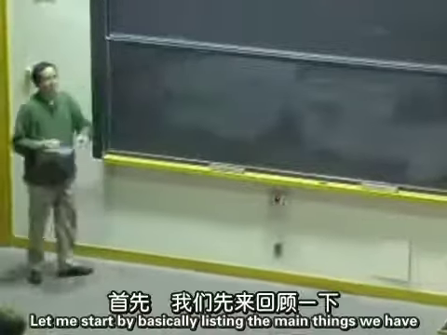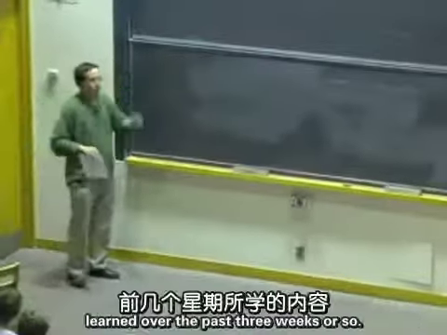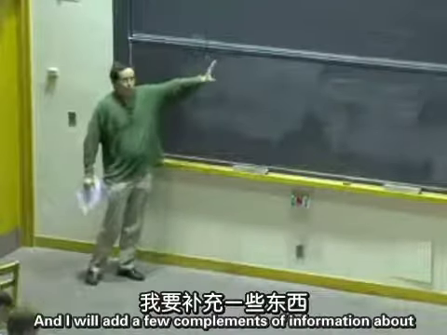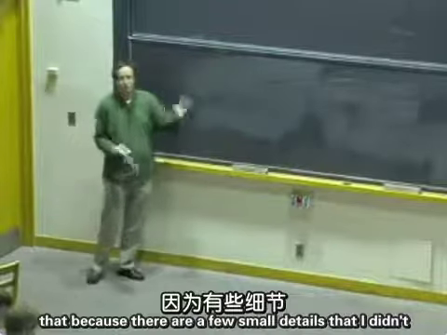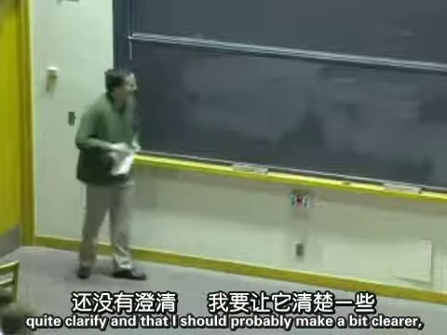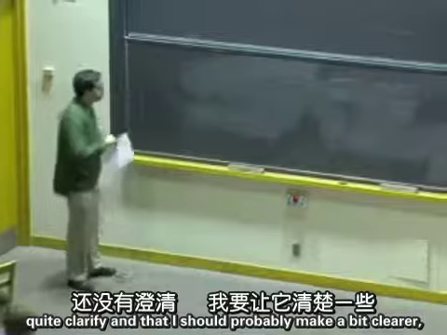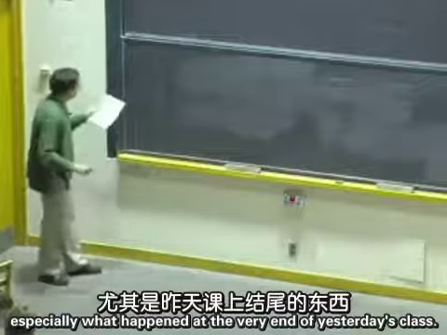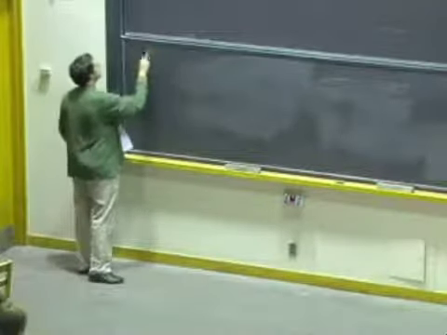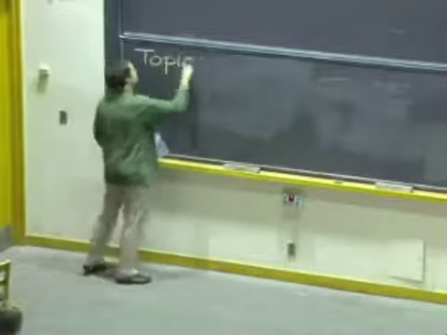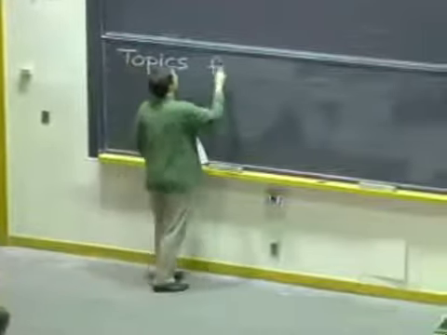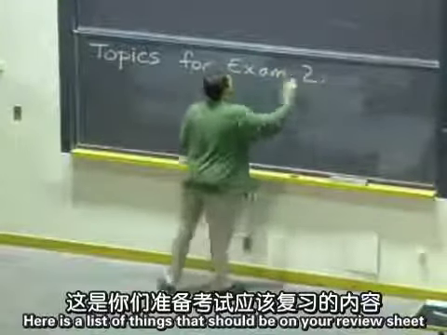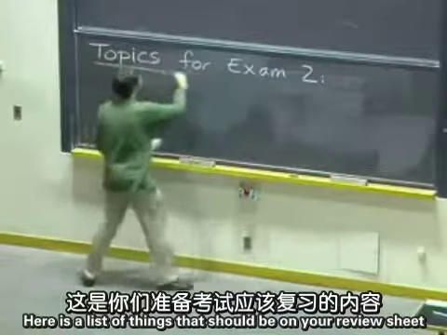Let me start by listing the main things we've learned over the past 3 weeks or so, and I'll add a few complements of information because there are a few small details that I didn't quite clarify and should probably make a bit clearer, especially what happened at the very end of yesterday's class. So, here's a list of things that should be on your review sheet for the exam.